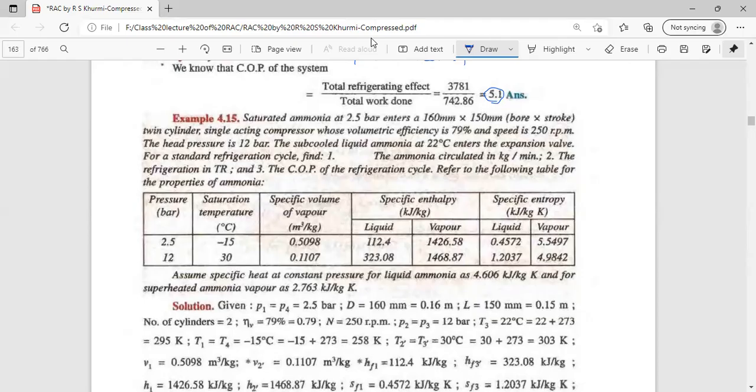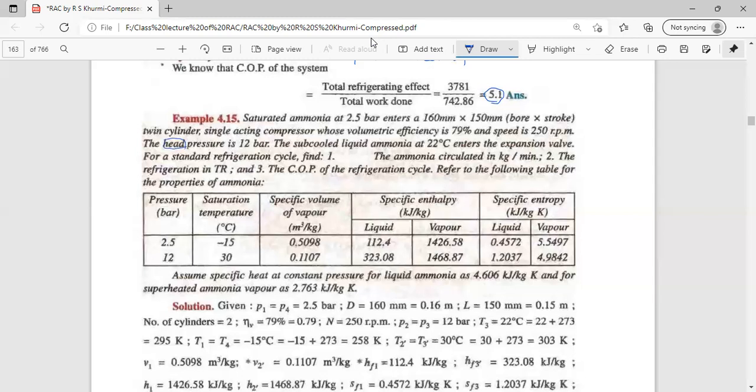An active single acting compressor whose volumetric efficiency is around 79% and speed is 250 rpm. So speed is given, how much it is running, how much you can compress per minute. We have to calculate volume per minute from here. The head pressure is 12 bar, meaning the refrigerant enters the compressor at 2.5 bar and is compressed up to 12 bar, and the outlet pressure of the compressor is written as head pressure.